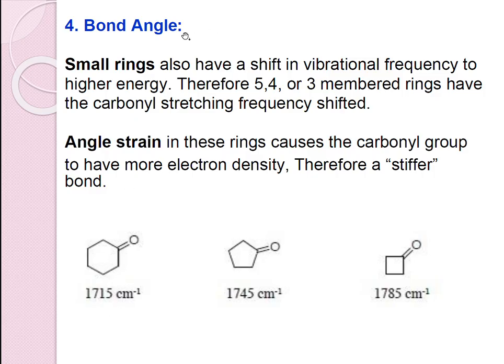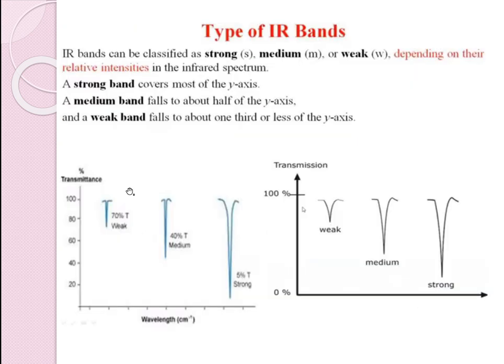Okay, frequency is lower. So small rings have a shift in the vibrational frequency to higher energy. Therefore, 5, 4, or 3 membered rings have the carbonyl stretching frequency shifted. Angle strain in this ring causes the carbonyl group to have more electron density, therefore a steeper bond.